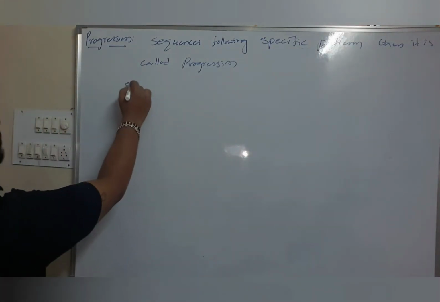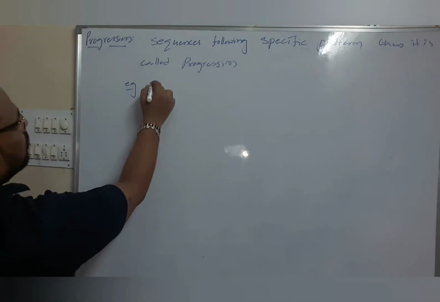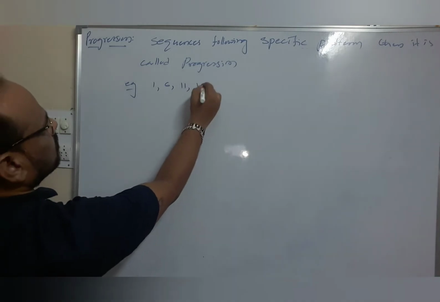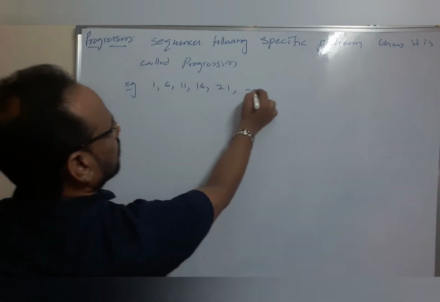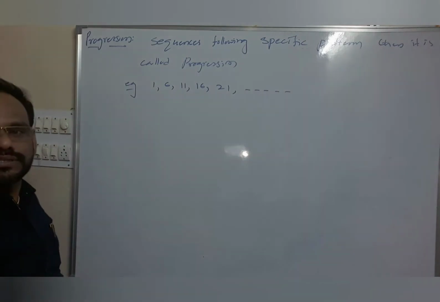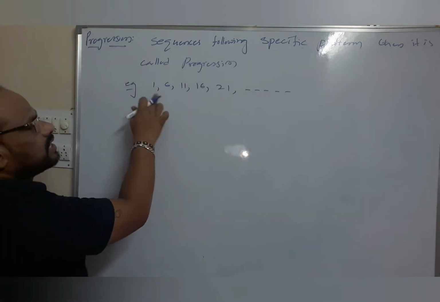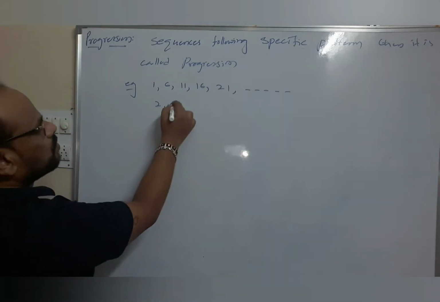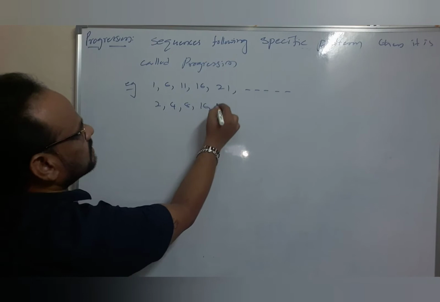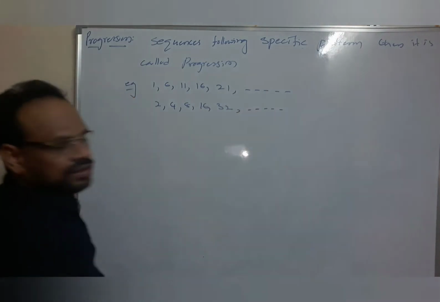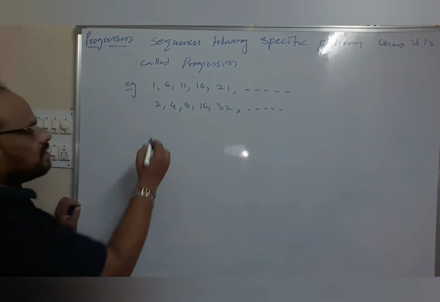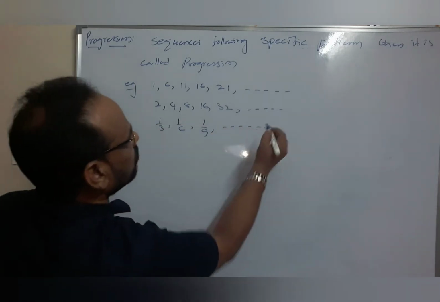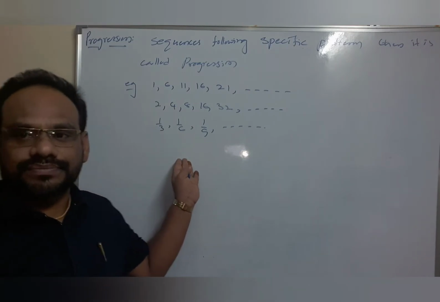For example, 1, 6, 11, 16, 21 and so on is a progression. It follows some specific pattern. And 2, 4, 8, 16, 32 and so on, this is a progression. Or 1 by 3, 1 by 6, 1 by 9 and so on, this is also a progression.